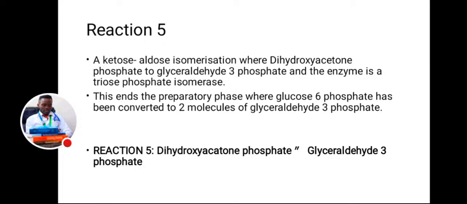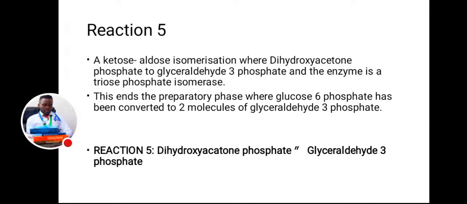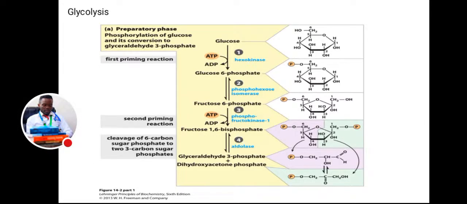So in reaction number 5, we have dihydroxyacetone phosphate giving us glyceraldehyde 3-phosphate. These are the reactions of glycolysis, starting from reaction number 1 up to reaction number 5. This phase is what we call the preparatory phase, that is the phosphorylation of glucose and its conversion to glyceraldehyde 3-phosphate.